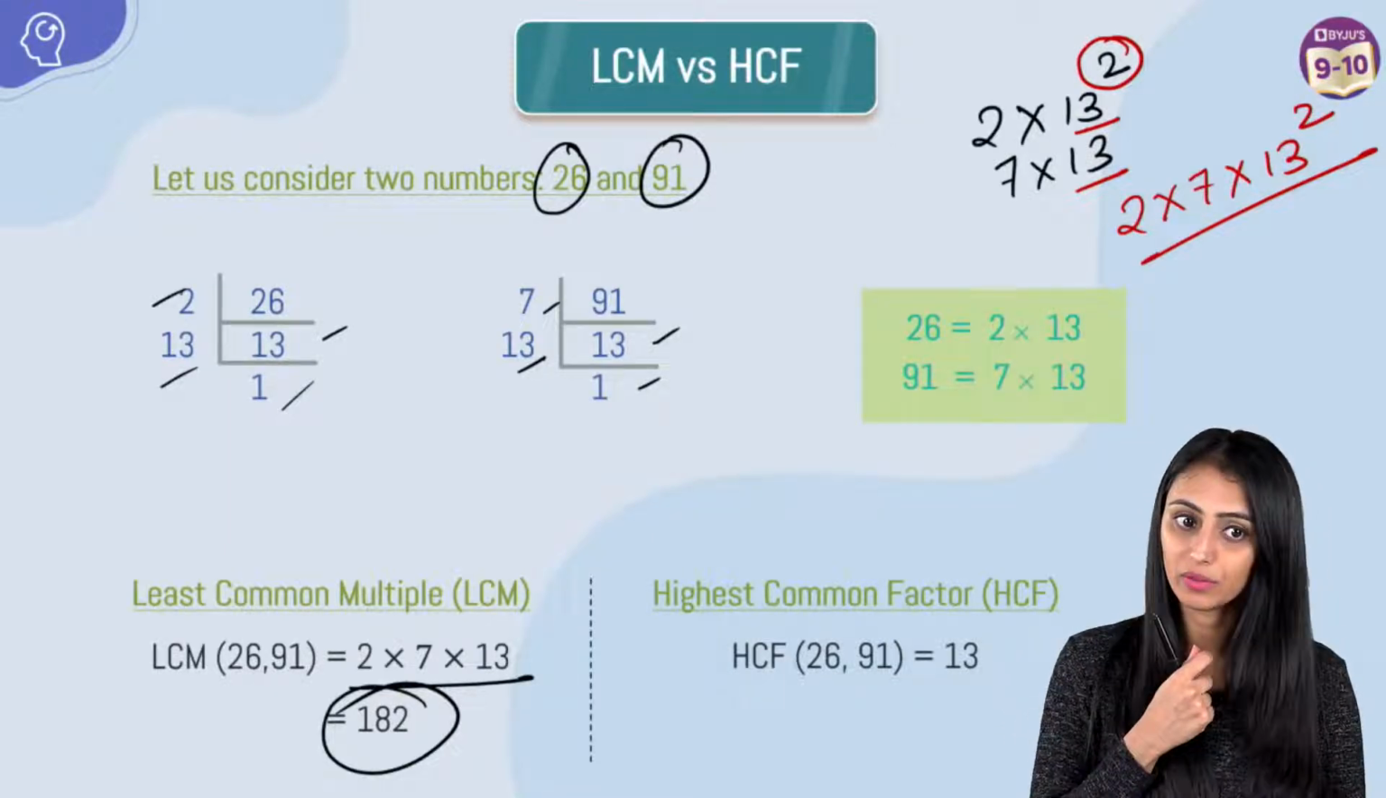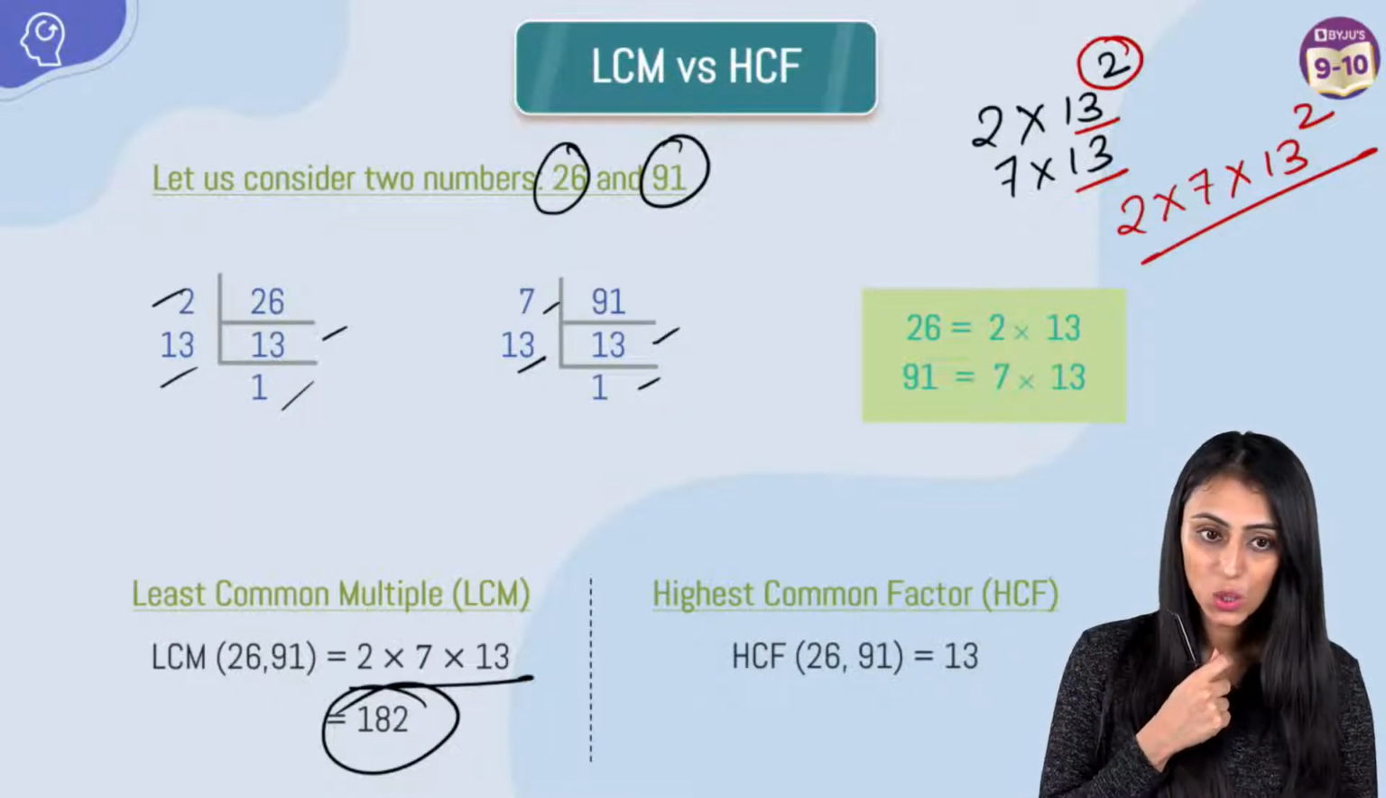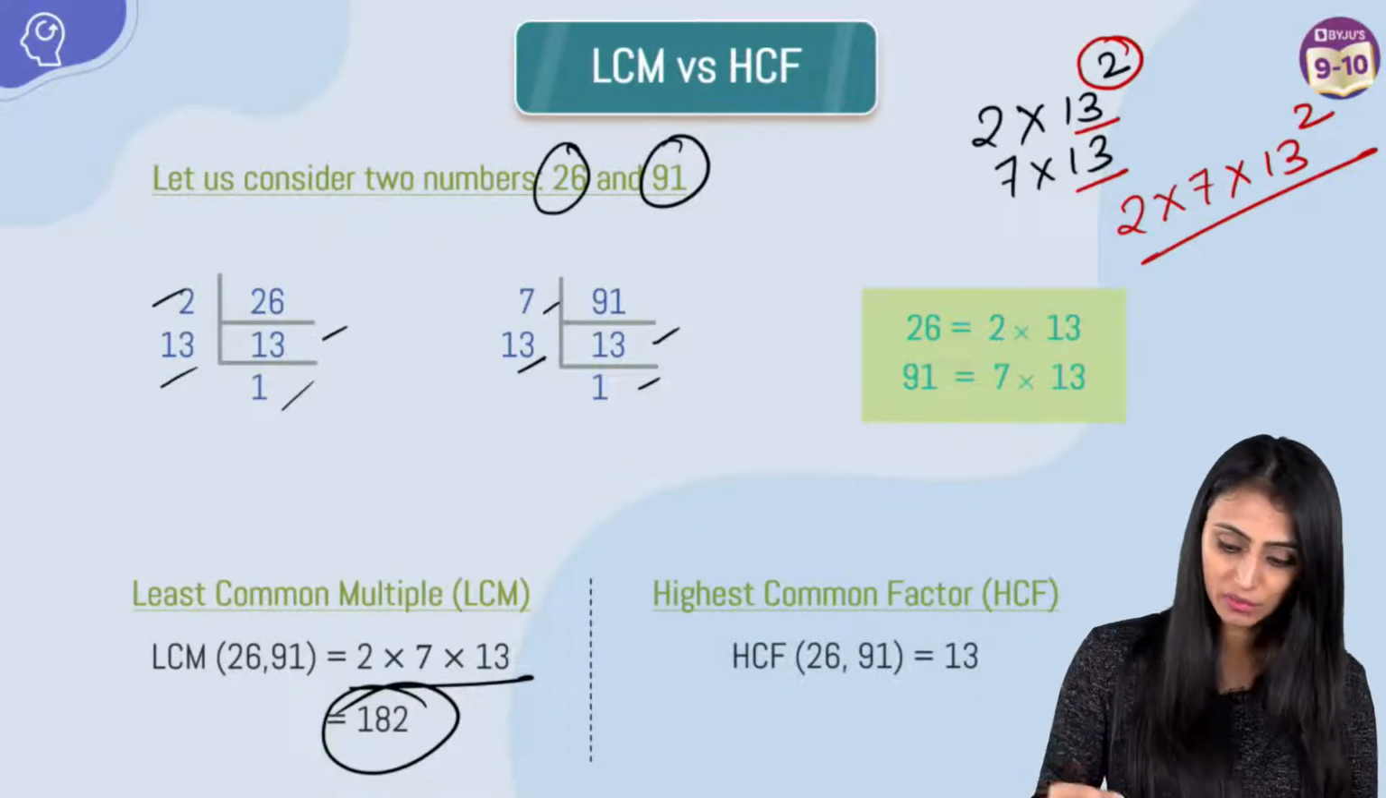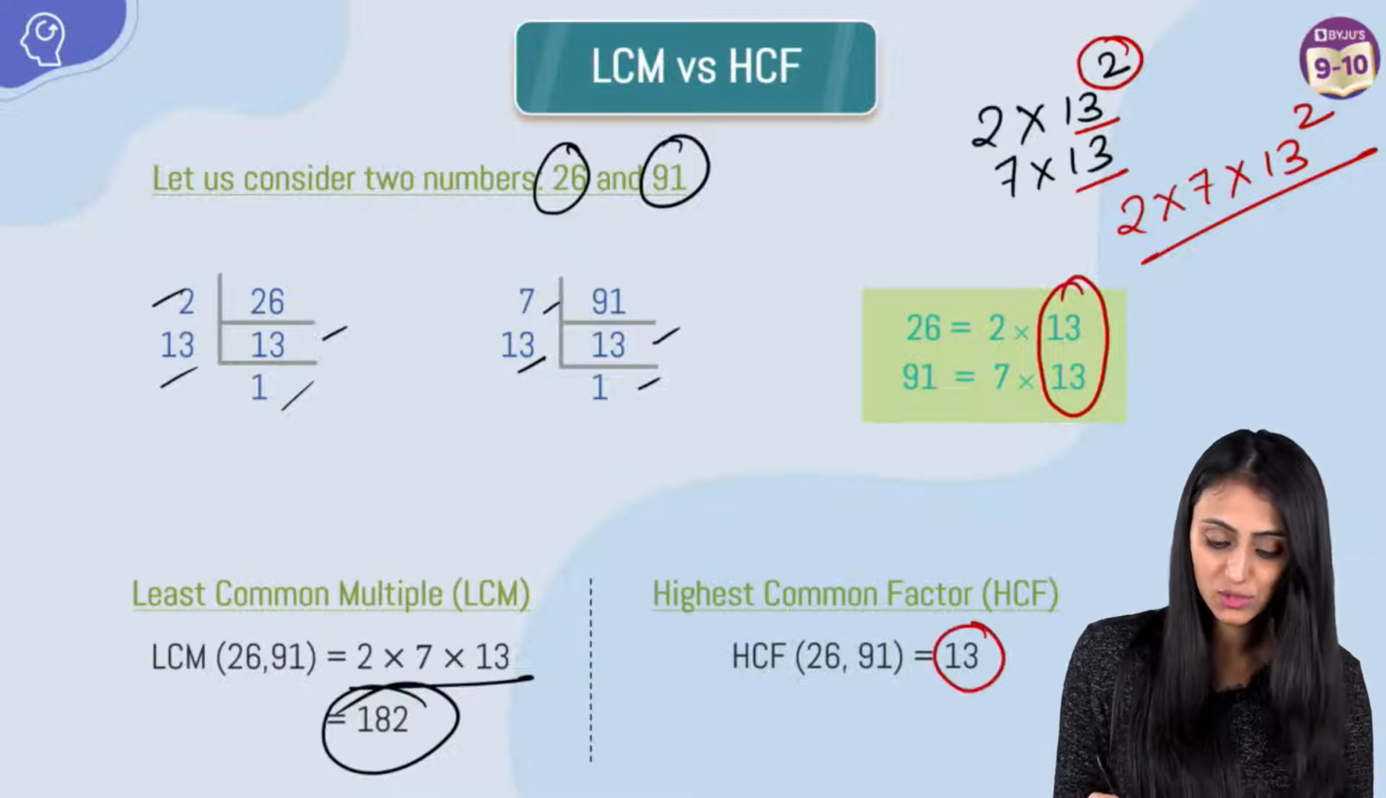I hope this is clear to everyone, right? Talking about the HCF, that's the highest common factor. As the name suggests, you have to take the highest common factor. What is common amongst them? That's 13, so HCF is 13.